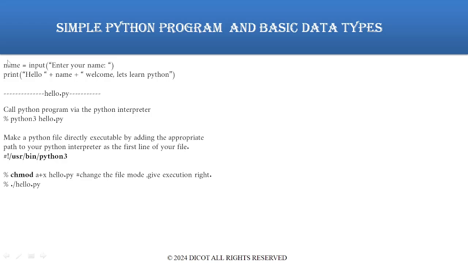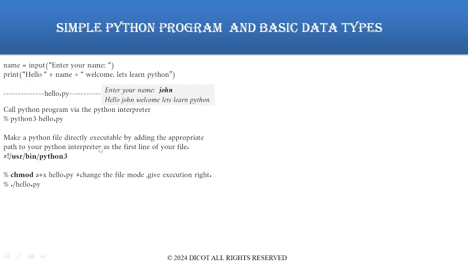So, this is how the output of the program looks. The input function prompts the user, "Enter your name:", followed by a space. Say you enter John. The print function will display the merged string: "Hello John. Welcome. Let's learn Python."